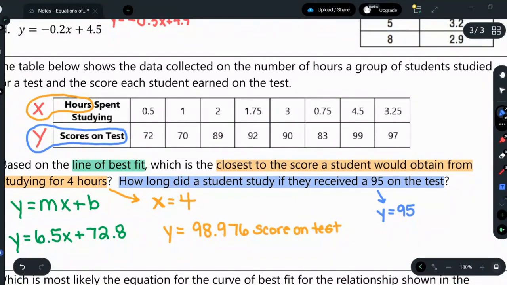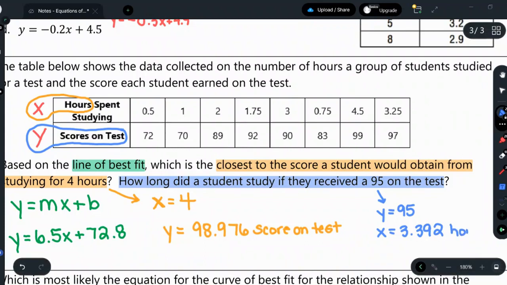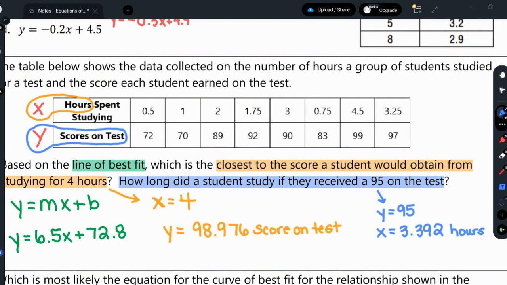So again, we inputted our y value, so I need the opposite value, which is my x value of that coordinate. It was 3.392, and we'll label it as the x units, which I circled above here in orange, hours. Use the units that come from the x and y lines in your table.